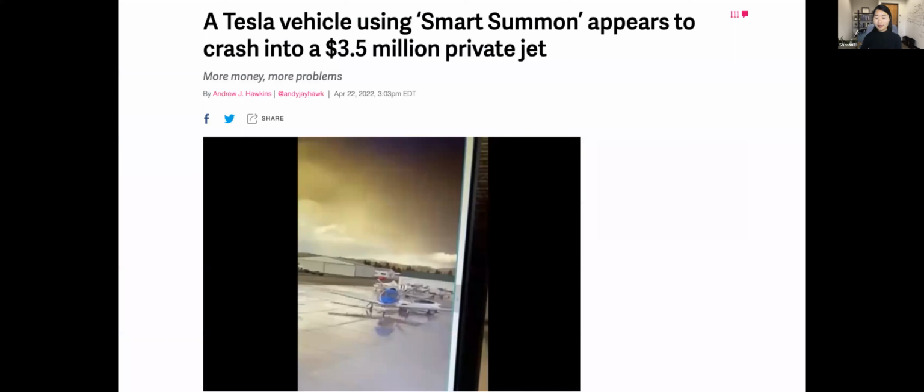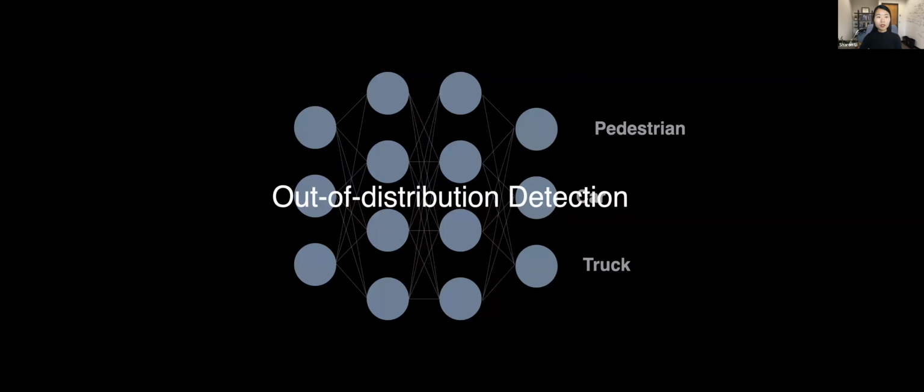And believe it or not, this kind of event can also happen in real life. To give you a concrete example, here I'm quoting this news article from April this year, which reported that a Tesla vehicle crashed into a private jet that's worth $3.5 million. Fortunately, no one got hurt in this accident, but you can imagine the gravity of this issue. And so this out of distribution detection problem has become very, very important. And so this is going to be the focus of my talk today.